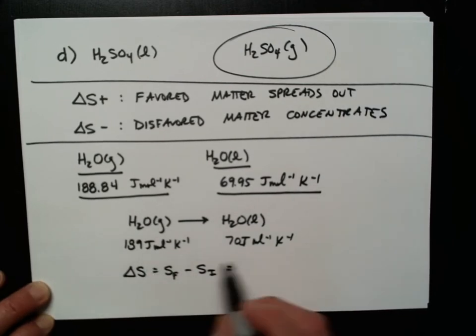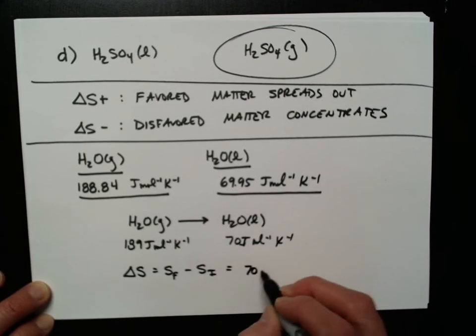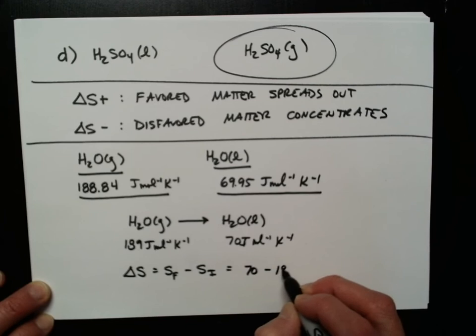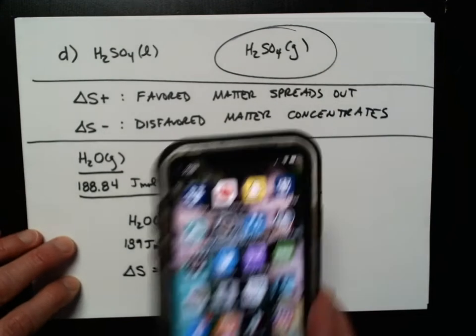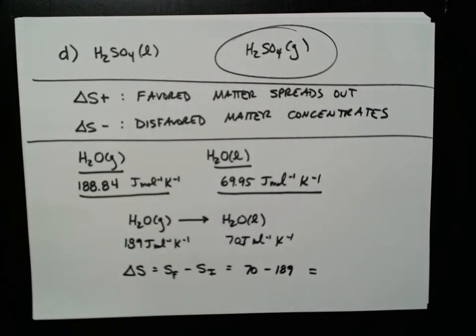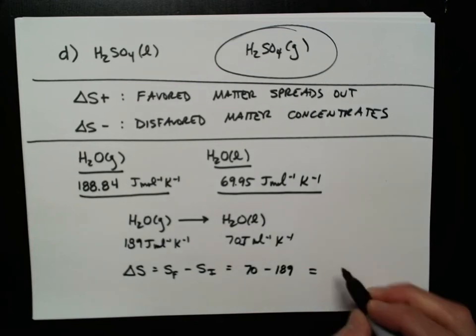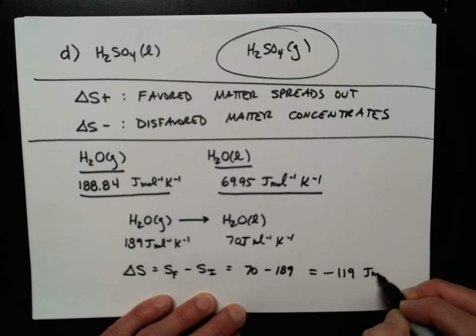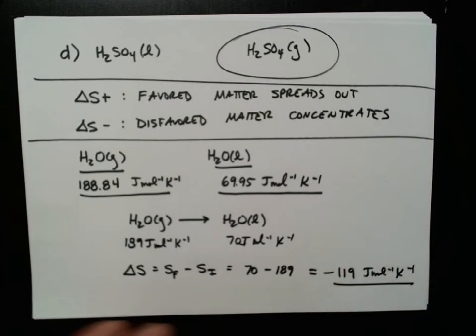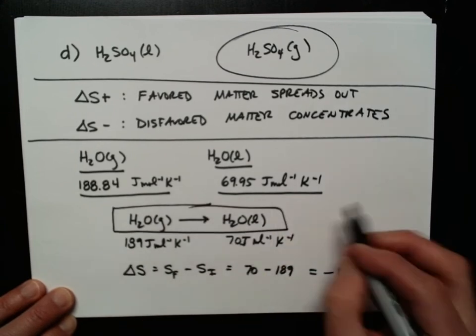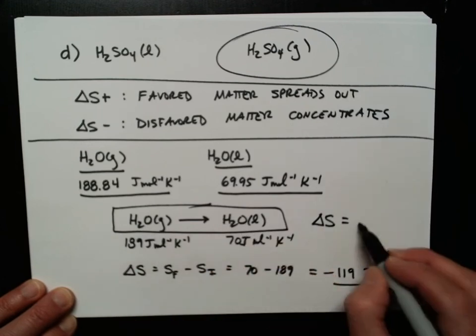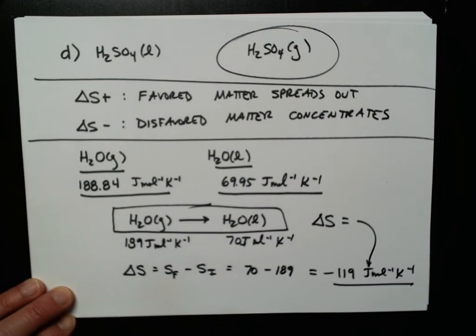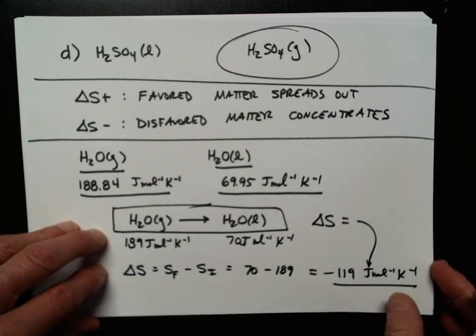So what is my final entropy? Well, that's 70, with the units, I'm not going to write them in, minus 189. 70 minus 189 comes out to minus 119 joules per mole per Kelvin. I've just calculated the delta S, the change in entropy for the process of gaseous water condensing to liquid water. It's going to be minus 119 joules per mole per Kelvin.